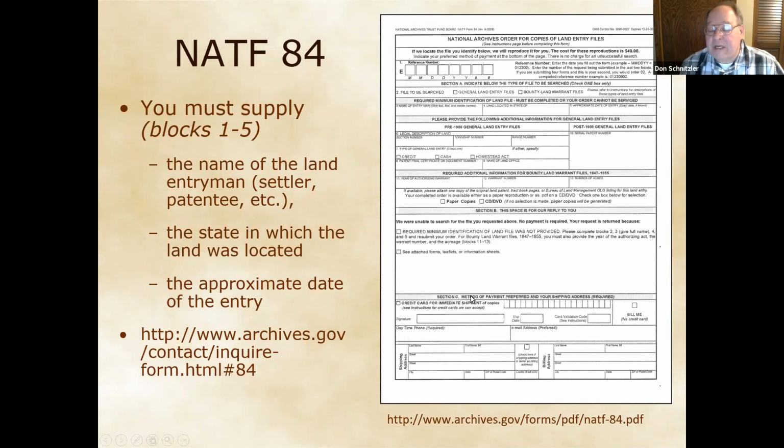Anyway, you fill out the form, send it to them, or you fill out the form online and click send, and they will let you know if they find the record and charge you for the files.